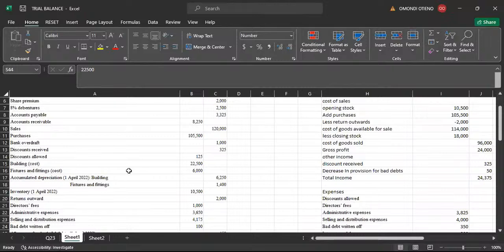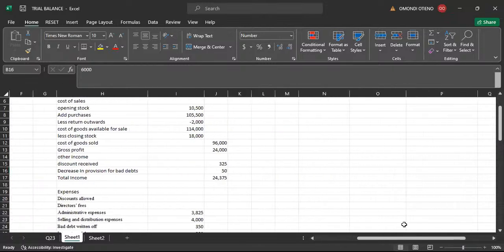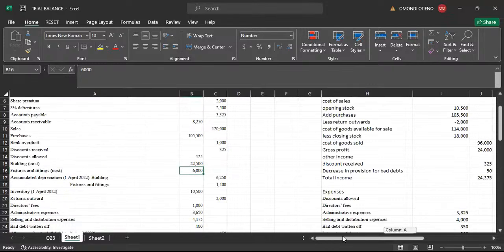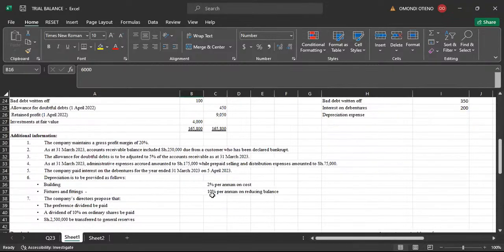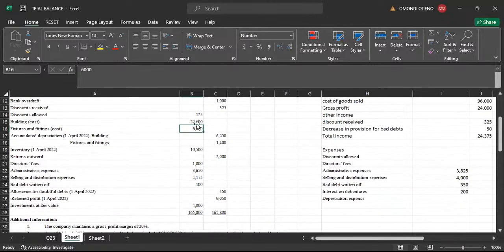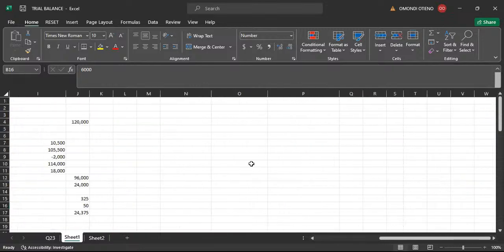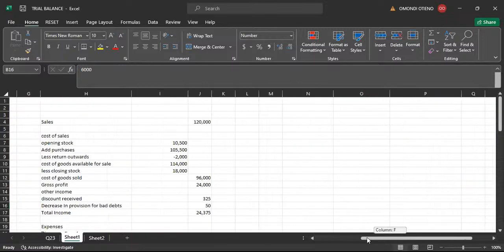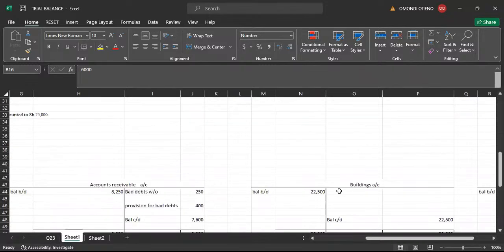So we have cost is 6,000. Whatever has been depreciated is 1,400. It means I'm able to get the net book value. So I have 6,000, 1,400 is there, and then it is being depreciated at 10% per annum on reducing balance basis. So let me take the cost first. 6,000. Let me bring it here.